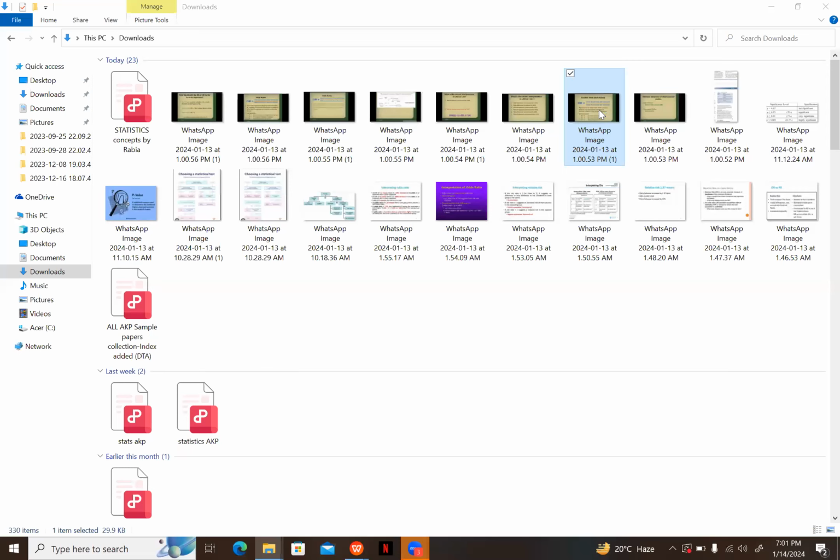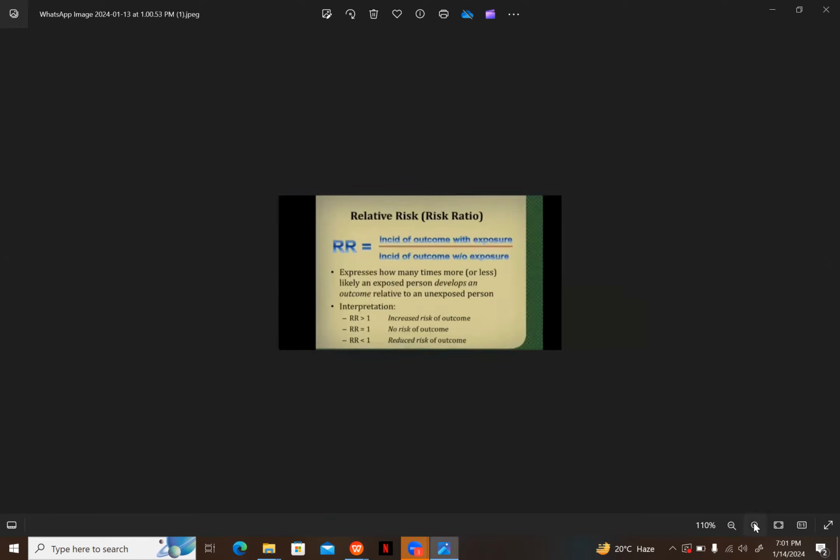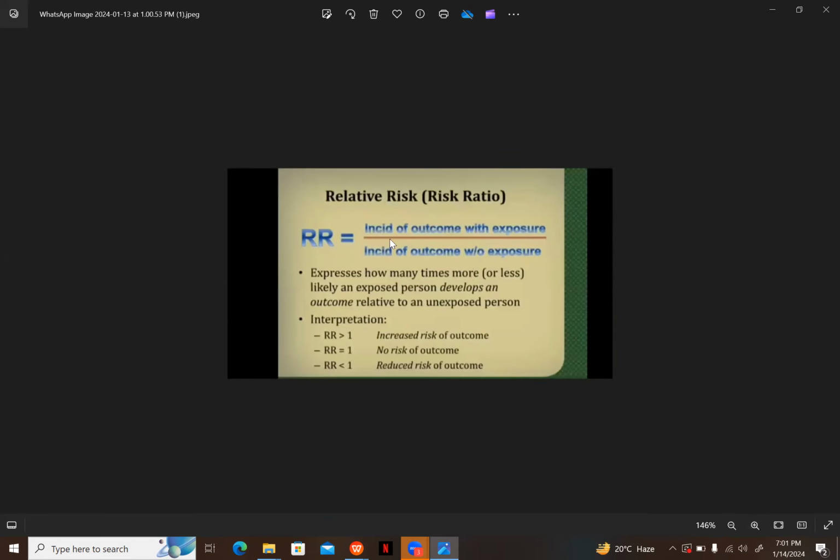Okay, another slide. What is the relative risk ratio? RR means the incidence of the outcome in the exposed divided by the incidence of the outcome in the unexposed. Okay, so here is the interpretation. Just remember this: if it is equal to 1, it means no risk of the outcome. If it is more than 1, it means increased. More is a greater number, so greater number with increased, and 1 is a lesser number, so lesser number with reduced.